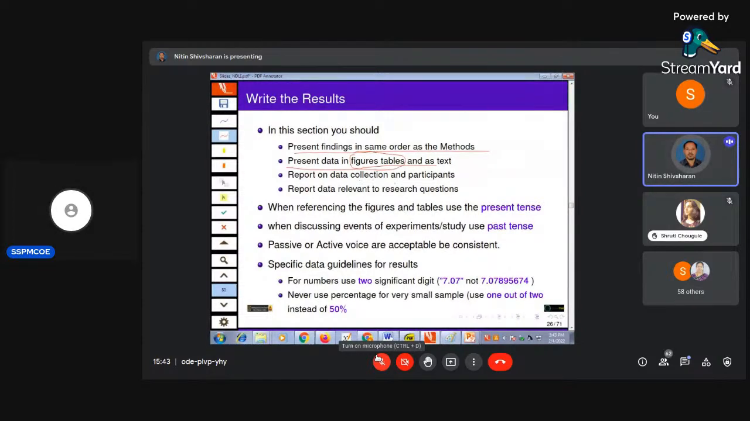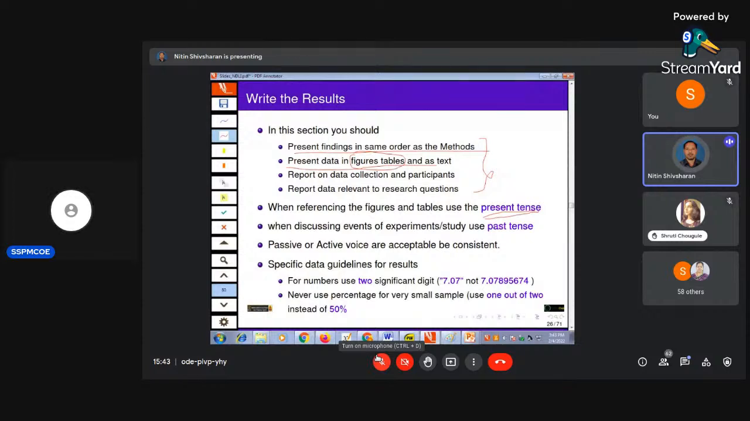Report on data collection and participants. Report data relevant to the research questions, gather all this information, and write it in your result section. When presenting the figures and tables, use the present tense. These are the writing tips for how to write a research paper.